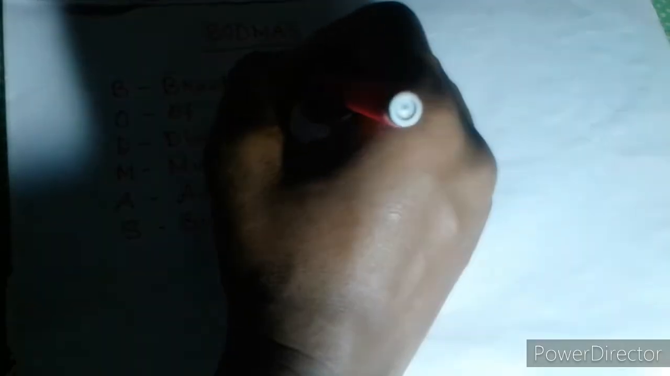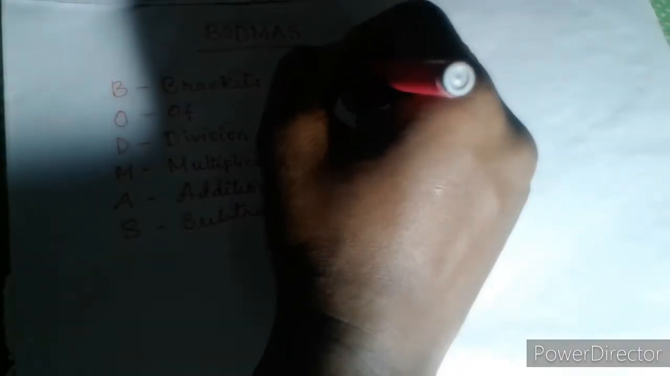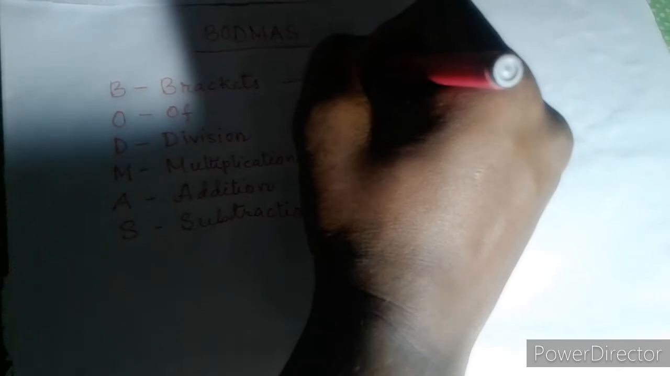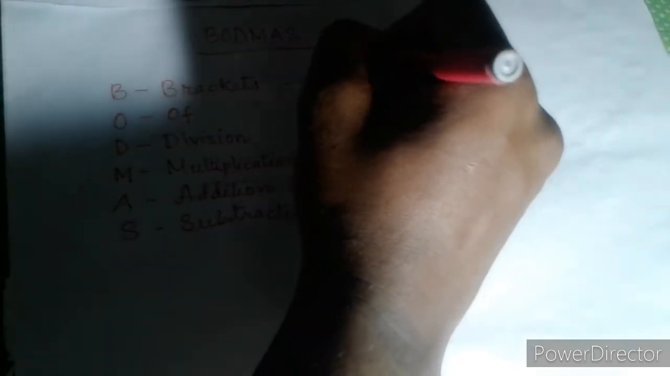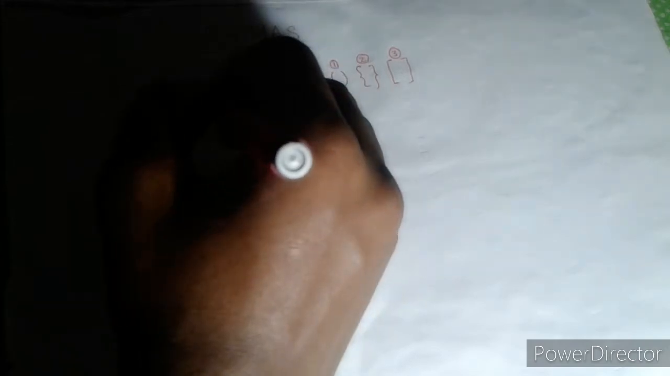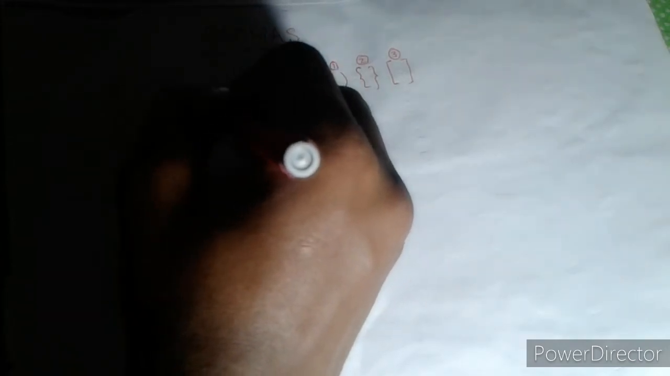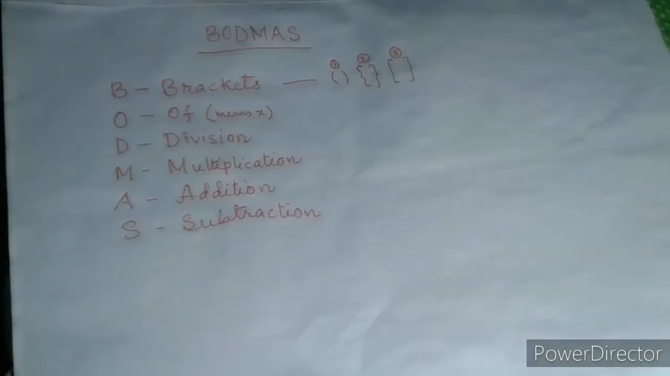and one more thing I am going to tell you is that here we will get three types of brackets. First one is small bracket, then second is curly bracket, and the third one is square bracket. So whenever we solve any equation, first we have to solve brackets. First the small bracket, curly bracket, then square bracket. With this rule I am going to solve one equation.